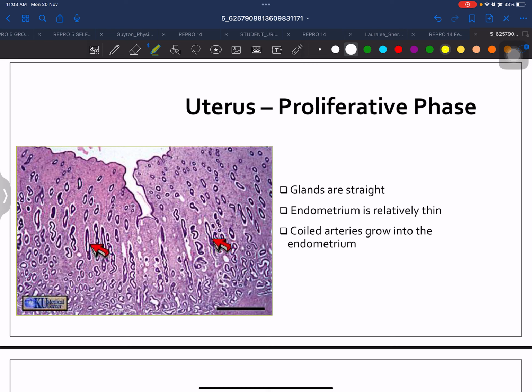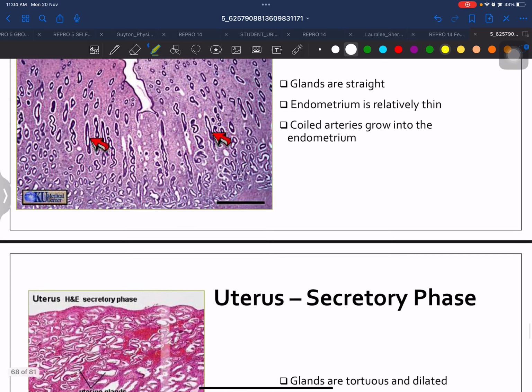Usually ni selepas menstrual, it starts to build up back. Selalunya ada ni phase, the proliferative phase. Then during the secretory phase, they start to prepare itself for implantation. It's preparing the uterus, so the glands become tortuous and dilated.